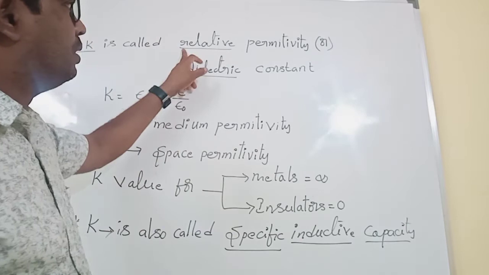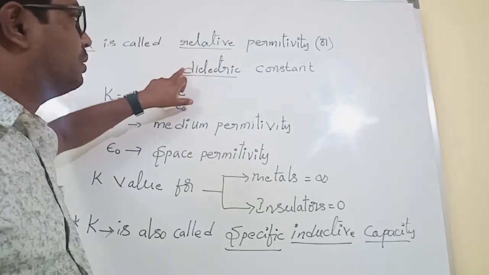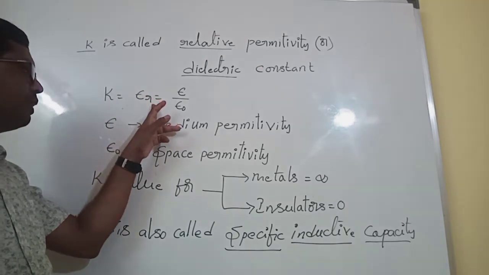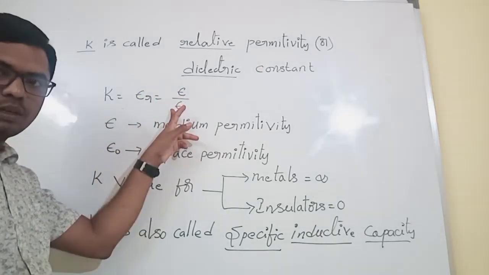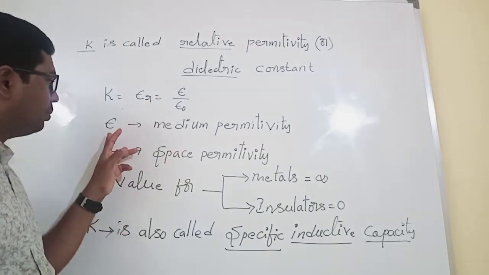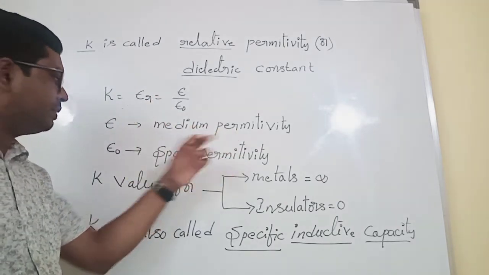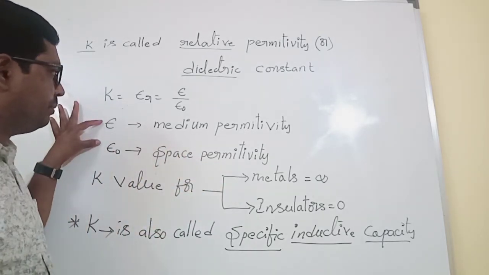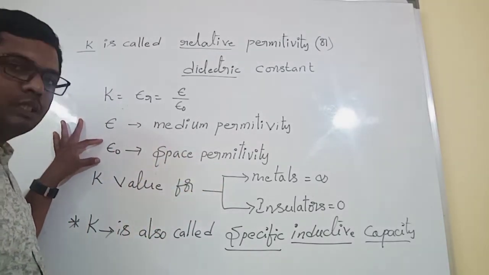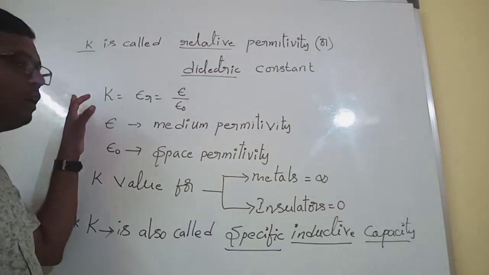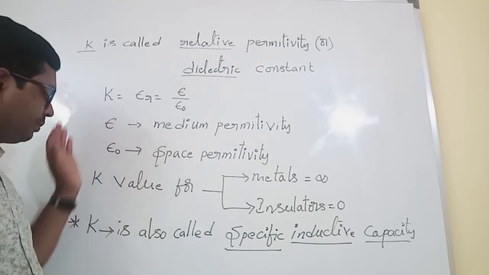K is also called relative permittivity and the dielectric constant. K is equal to epsilon divided by epsilon naught, where epsilon is the medium permittivity and epsilon naught is the space permittivity. The ratio of medium permittivity divided by space permittivity is called the relative permittivity or the dielectric constant.